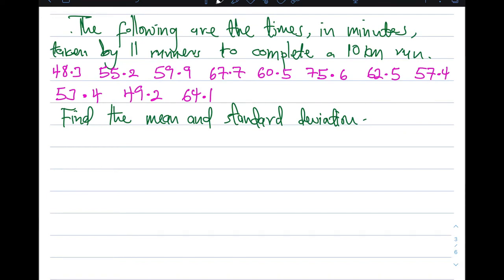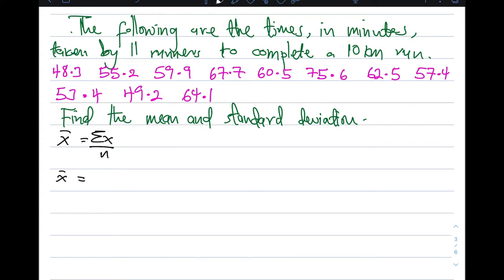So now let's solve it together. We are to find the mean and then the standard deviation. So let's start from the mean. We know that the mean is given as sigma x over n. Now let's look for the sigma x, and that will mean that we will add all the observations we have. I think that is 11, right? So 1, 2, 3, 4, 5, 6, 7, 8, 9, 10, 11. Good. So let's add them up.